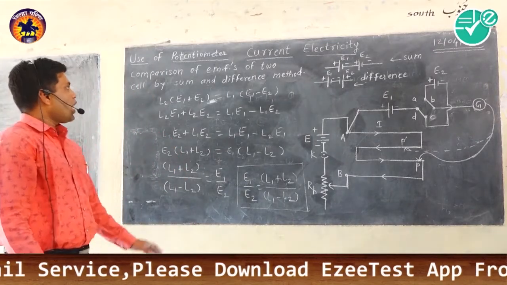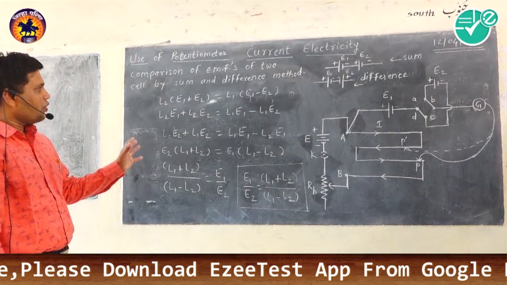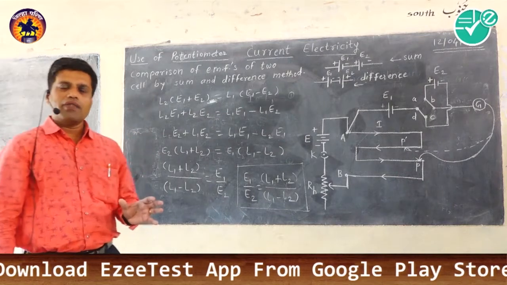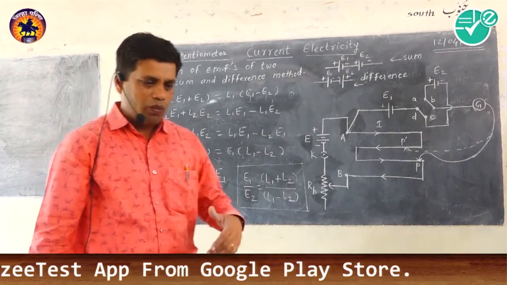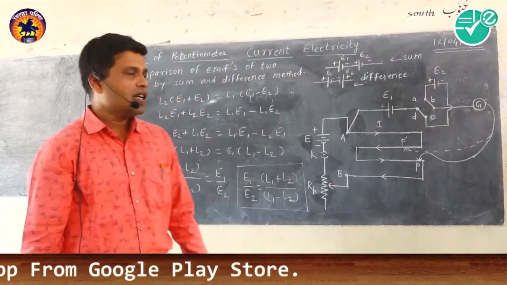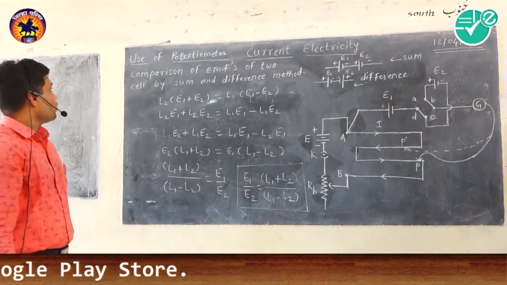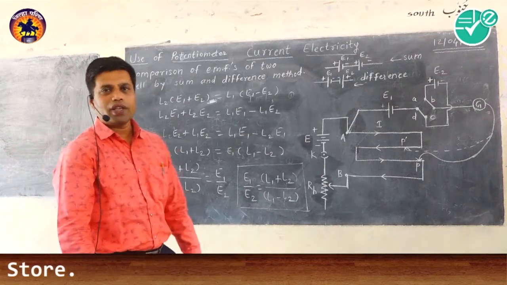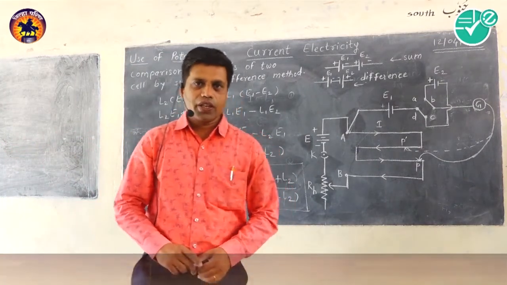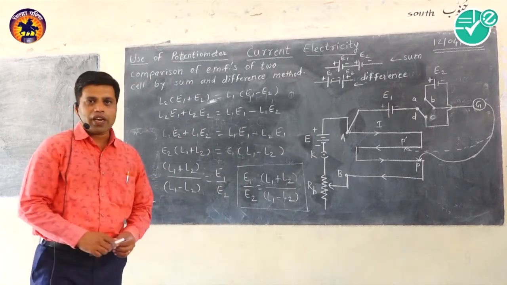So I think all of you have got a clear idea, and with this we will move towards the next article, that is use of potentiometer to calculate the internal resistance of a cell. So if you have any doubt, then you can ask me anytime.